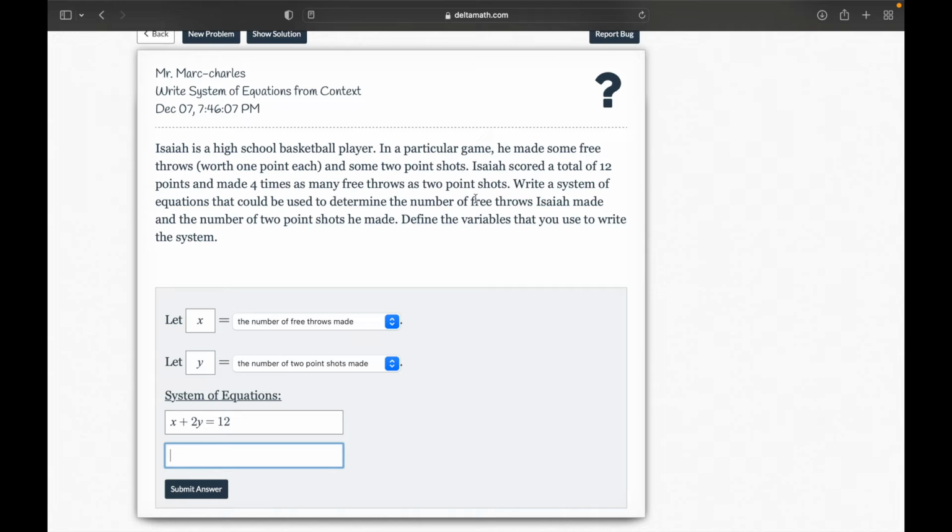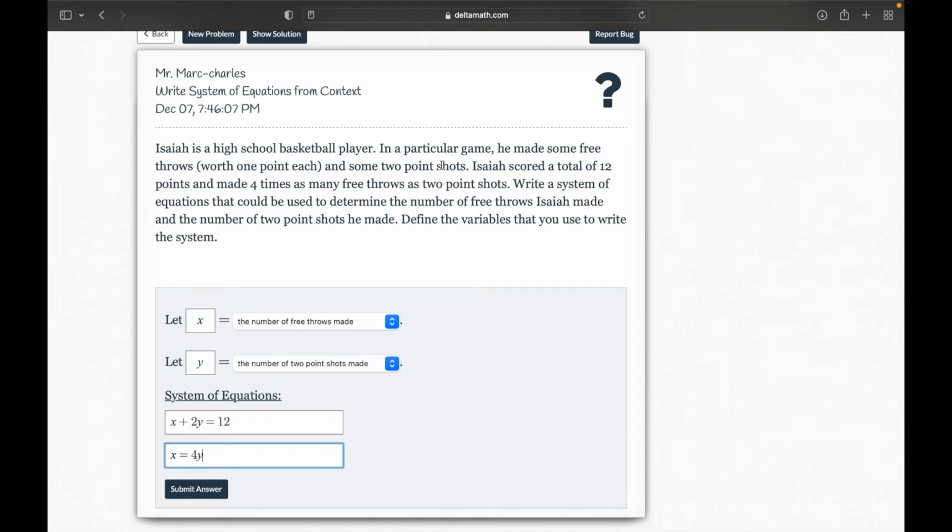And now let's do the equation for this next part, which says, and made 4 times as many free throws as 2-point shots. So what did they make more of? Well, they made more free throws. So free throws, x, equals how many times more? 4 times. So it's multiplication, 4 times the 2 points, which is y.